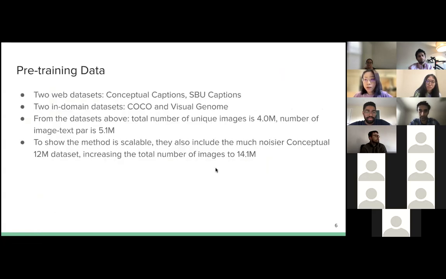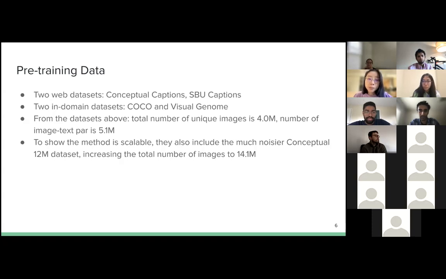And a little bit more about our pre-training data. So we use 4 sets of core data, including Conceptual Captions and SBU Captions, which include images with their text captions to form a data pair. And then they also use COCO and Visual Genome, which are data sets that people are probably pretty familiar with.